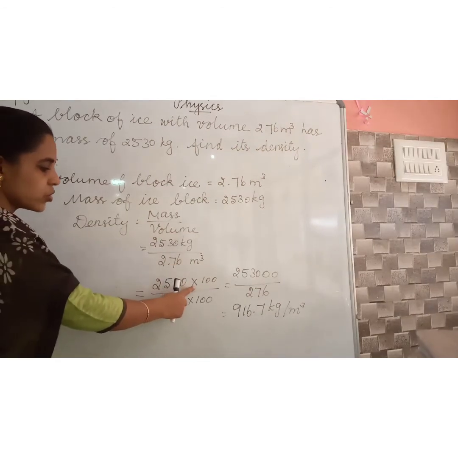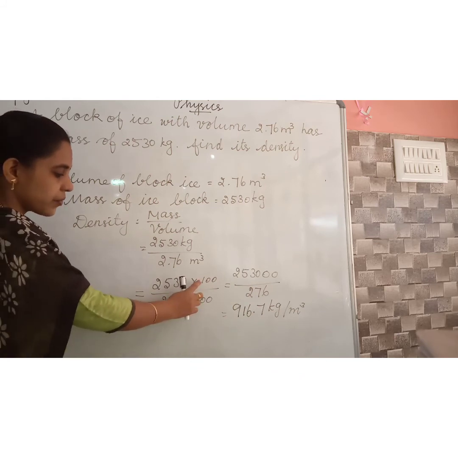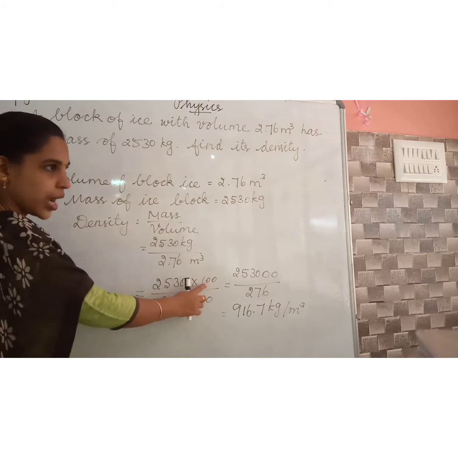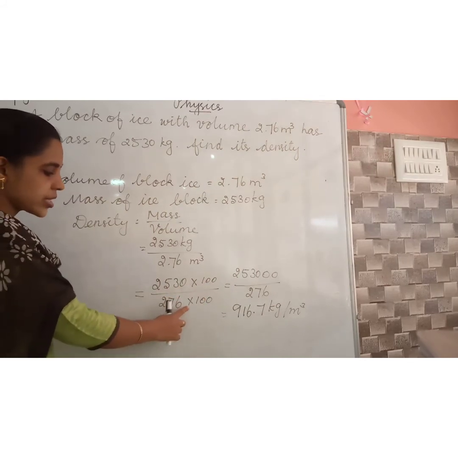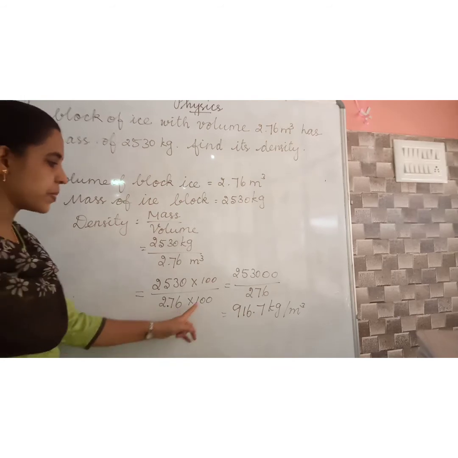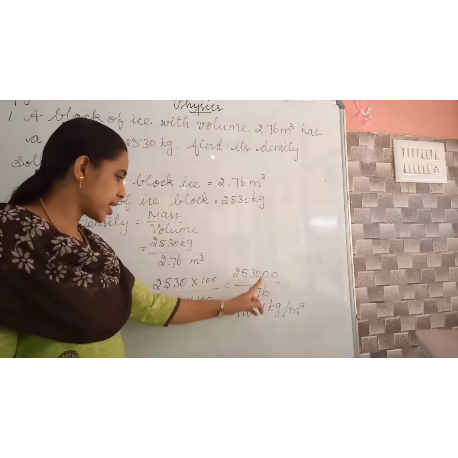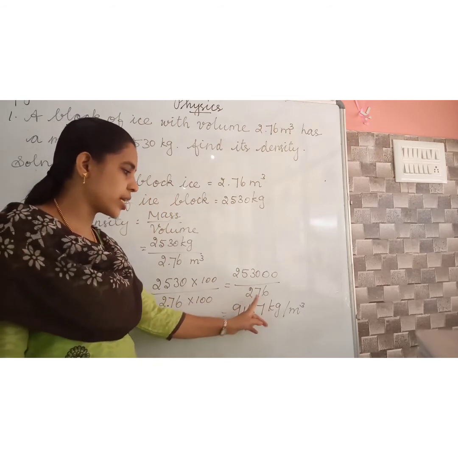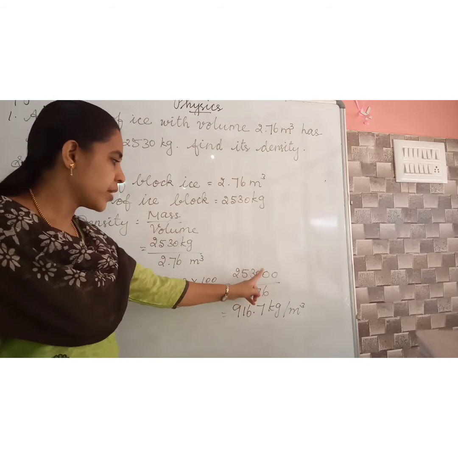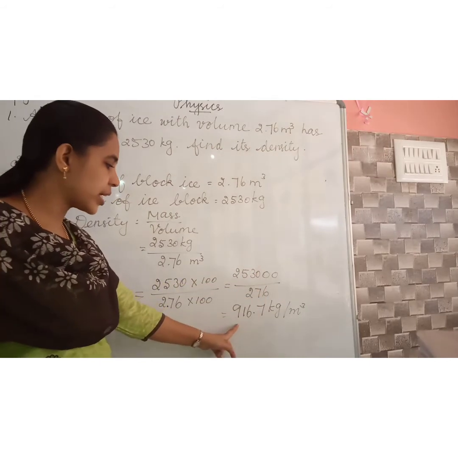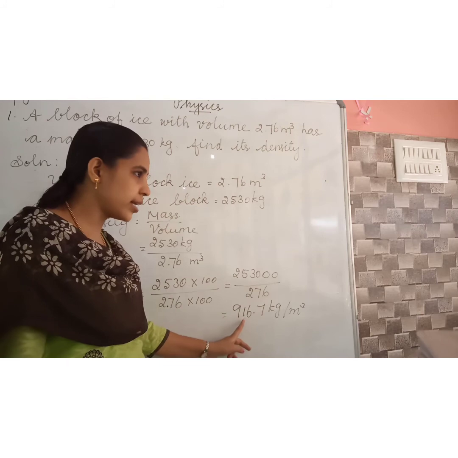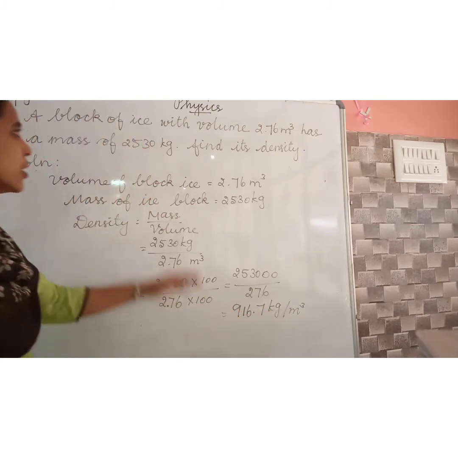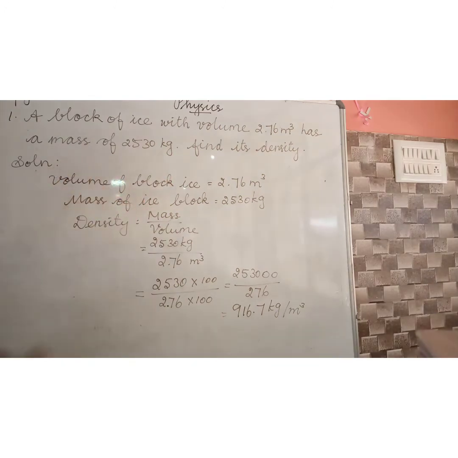We have to multiply by 100 in the numerator and denominator. So 2530 into 100 divided by 2.76 into 100. We should multiply with 100, so we will get this number and change this decimal. 276. So when we divide these two numbers, we will get this answer: 916.7 kilogram per meter cube. This is the density of block ice.